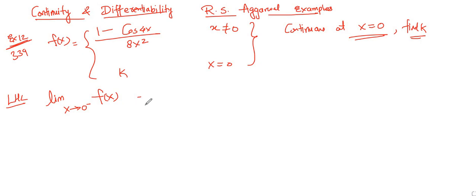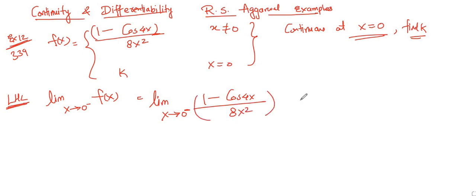So it will be limit x is tending to 0 minus. For LHL we always take 0 minus f x. So which one is f x? Fx is this one: 1 minus cos of 4x by 8x square. So this will be limit of, we have to simplify it, right? So we remember 1 minus cos of 2 theta. What is the formula? 2 sine square theta.